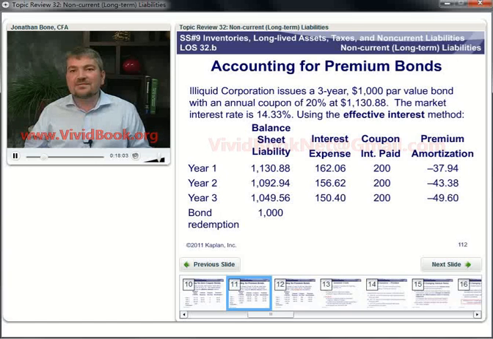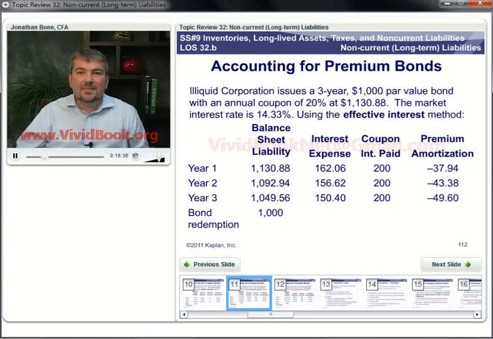Let's have a look at our bonds that are issued at a premium. And again, first of all, let's have a look at the effective interest rate. So we've got a Liquid Corporation here, issued a $1,000 par value bond with a coupon of 20%. And it issued it at $1,130.88 because the market interest rate was only 14.33%. So the coupon is bigger than the investor's required return, so the bond trades at a premium when it's issued. Now all we're going to do is take that premium and spread it over the life of the bond, and it will reduce our interest expense.